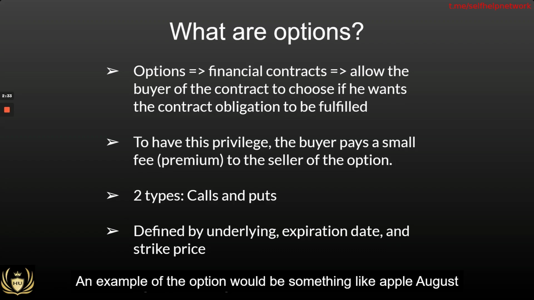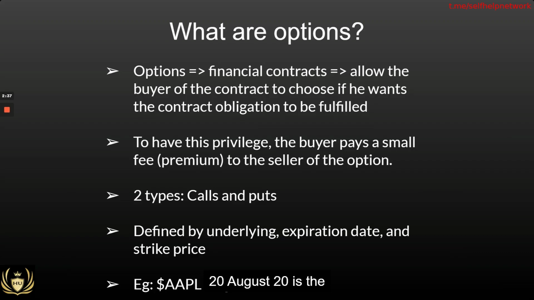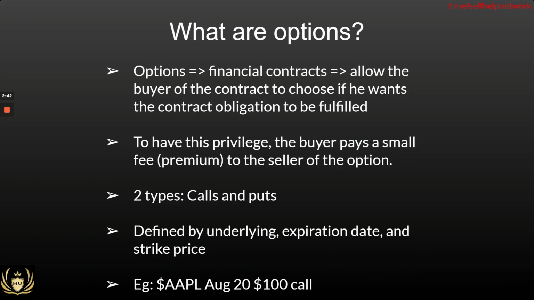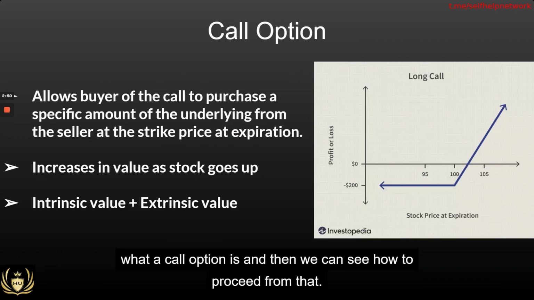An example of the option would be something like Apple August 20. August 20 is the expiration date, Apple is the underlying, and strike is 100. Alright, so now I will explain what strike is, what a call option is, and then we can see how to proceed from that.